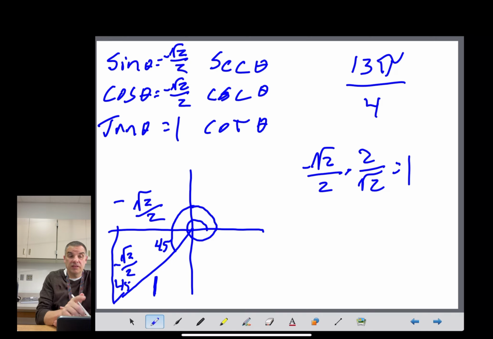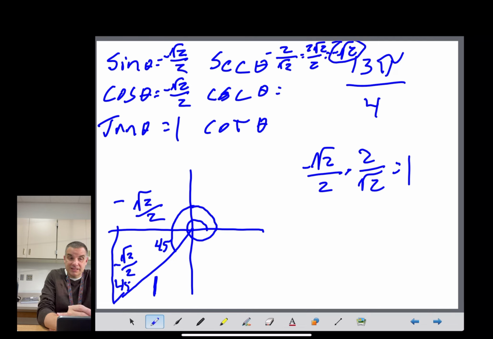Secant flips the cosine. I put them in a little bit different order. So we're just flipping the cosine. So it'd be negative 2 over the square root of 2, which is 2 over the square root of 2 over 2. So it'd be negative square root of 2.